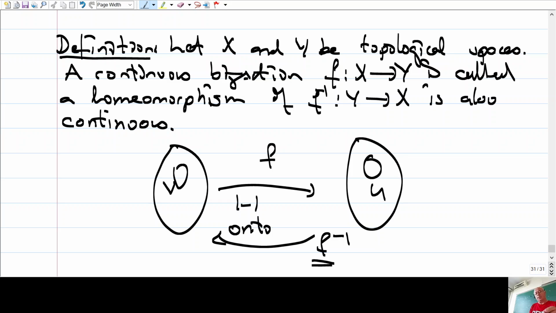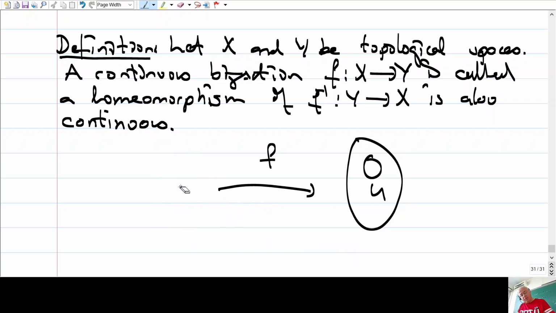Okay, so if you have a homeomorphism between two spaces, this means they are the same space, only the names of the points are different. Okay, but topologically they are the same, right? The sets are the same. There is a bijection, only the points have different names, and also the open sets are the same. Okay, so homeomorphism is something really strong.